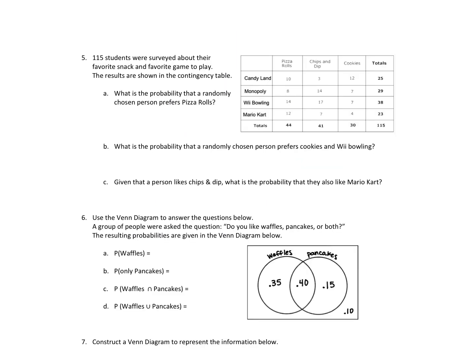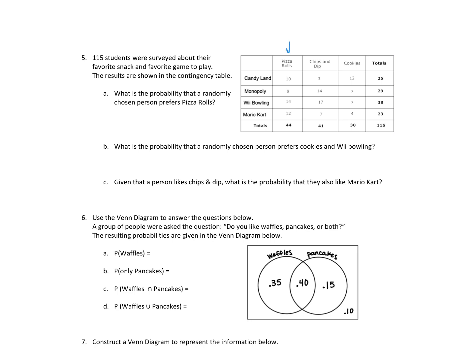Moving on to the second half of this unit, our next topic was contingency tables. A contingency table is a way to represent data that's been split up into categories. For example, if you ask people a question, you could categorize them based off of their answers to that question. So here we have 115 students were surveyed about their favorite snack and their favorite game to play.